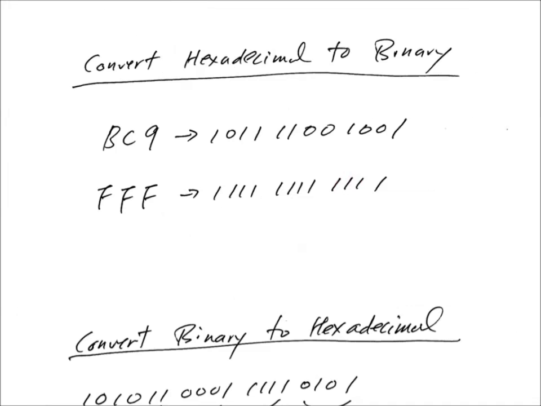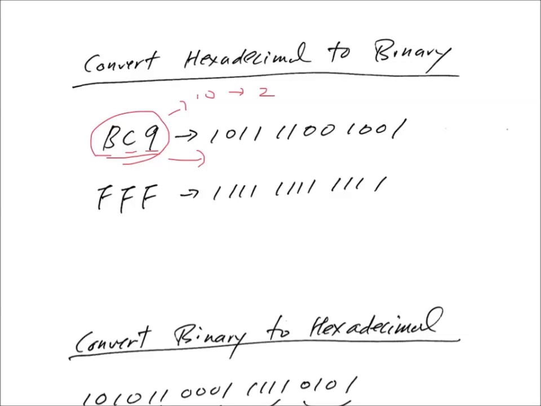Alright, so let's convert a hexadecimal number to binary first, and then we'll look at going from binary to hexadecimal. How about this? BC9. Instead of changing to a decimal system and then to binary, we can actually directly change the hexadecimal number to the binary system by just looking at each digit.